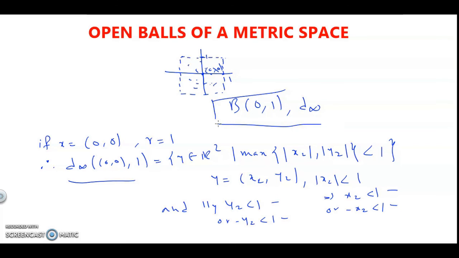This open ball is defined this way. Suppose this point, will it come under this? Yes, because for this point the modulus of x2 or the modulus of y2 is definitely less than 1.